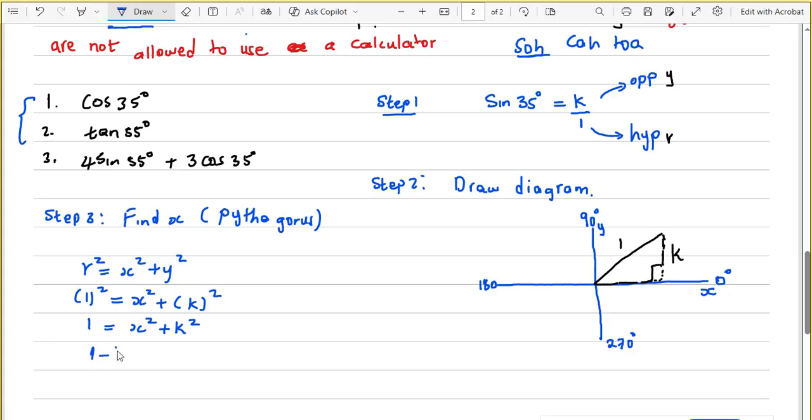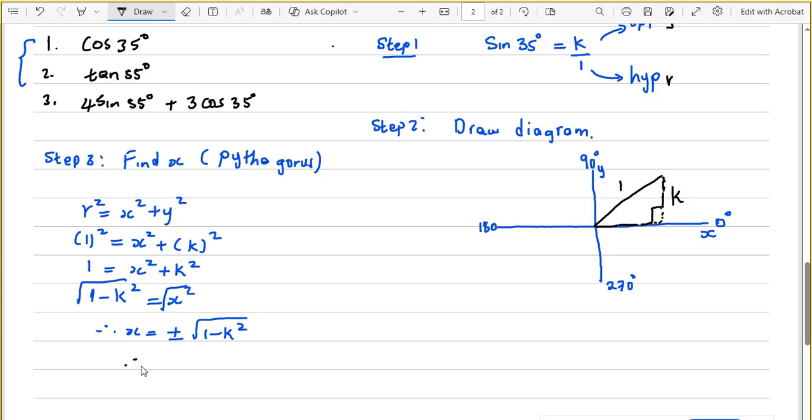So this can be 1 minus k squared equals x squared. Then square both sides. Therefore, x, remember, it's plus or minus the root of 1 minus k squared. Always say plus or minus the root of 1 minus k squared. Then you look and say, where are the x values? First quadrant. How are the x values in the first quadrant? Positive. So x will be positive, the root of 1 minus k squared.